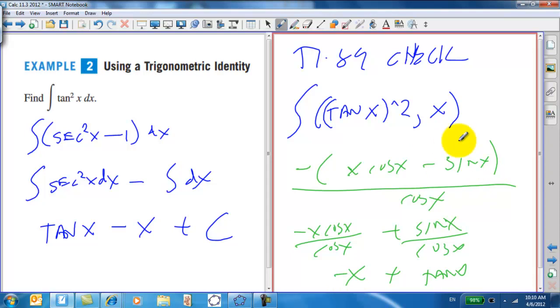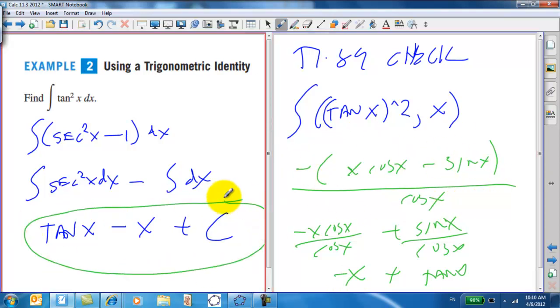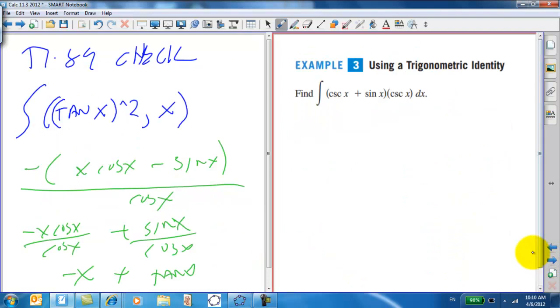This is one case where I really would not accept the calculator answer. That's so much more complicated than our simpler answer like this. Plus, remember, the calculator forgets to put the plus c when it does an integral. Okay, let's look at our next one.